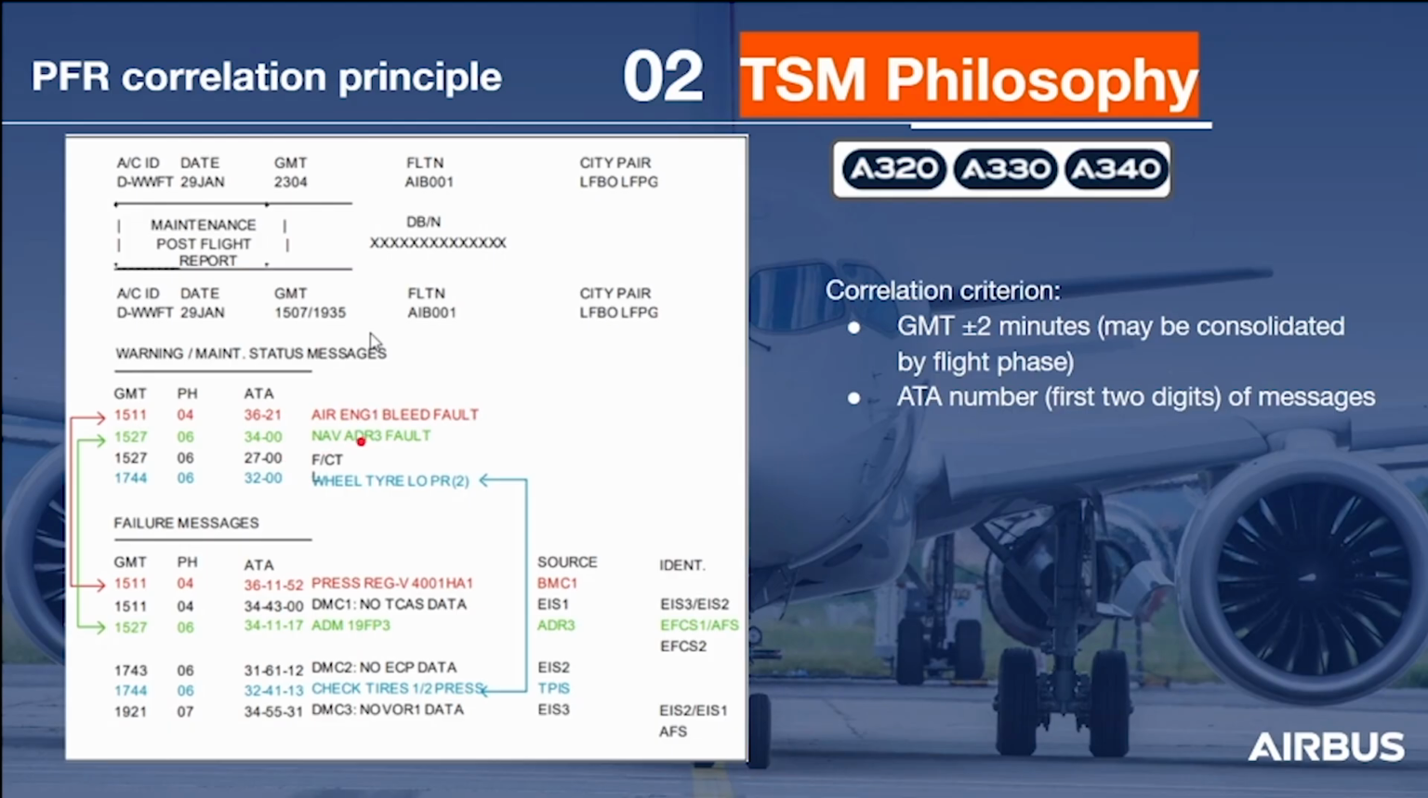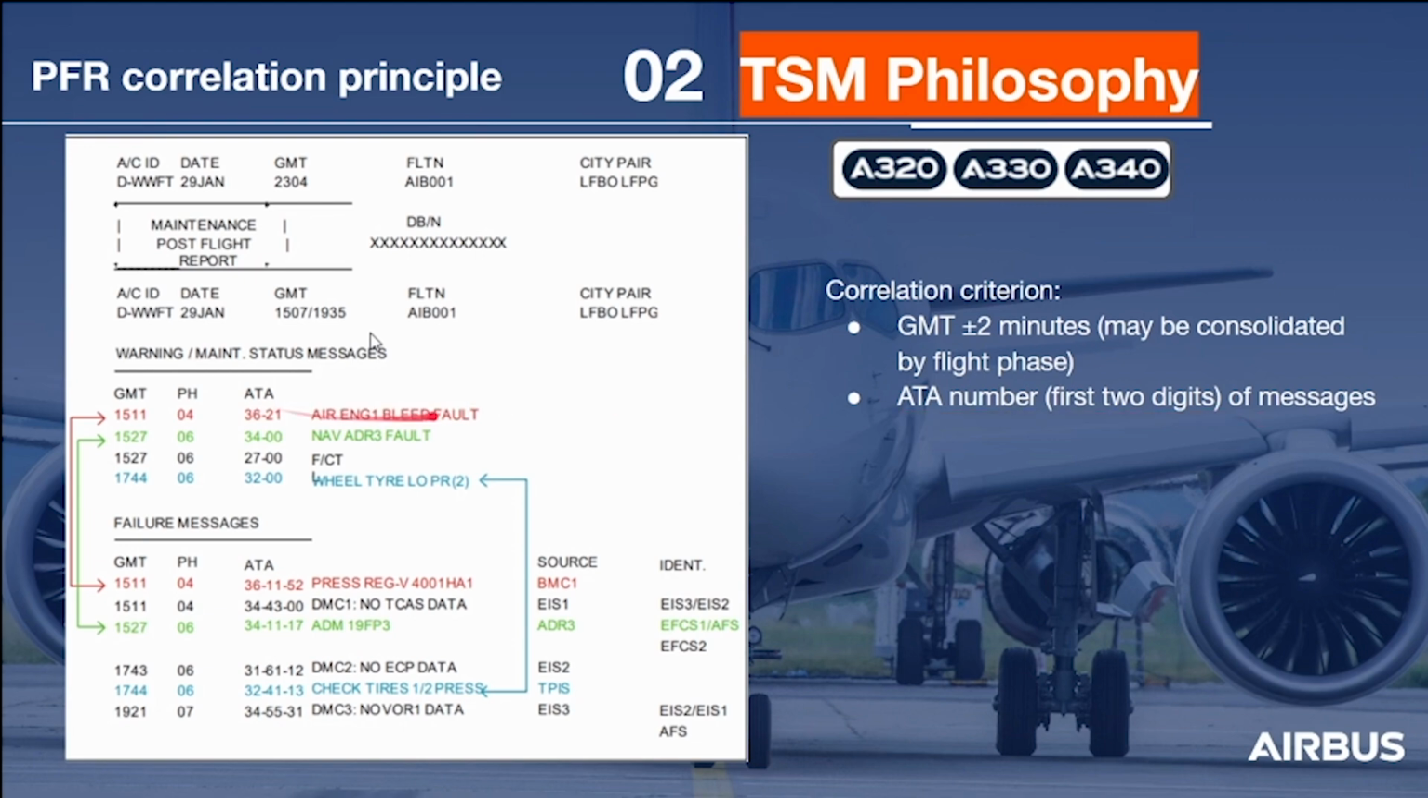To do this correlation, we use 2 criteria. The first one is GMT plus or minus 2 minutes. It can also be consolidated by the flight phase and the ATA number, so the first 2 digits of the message.